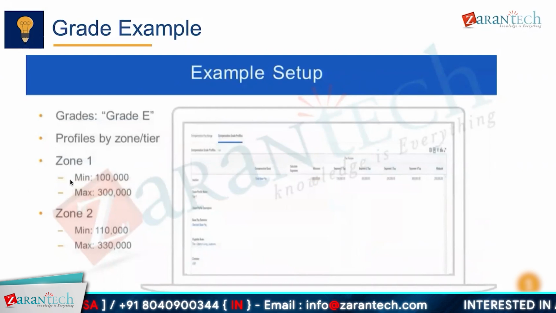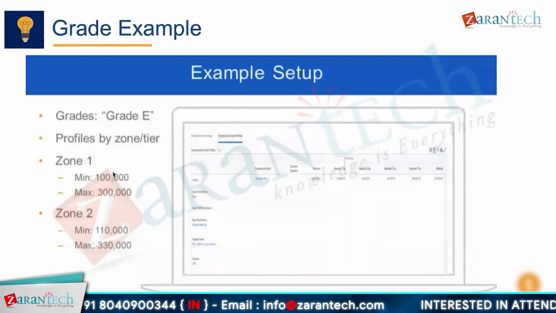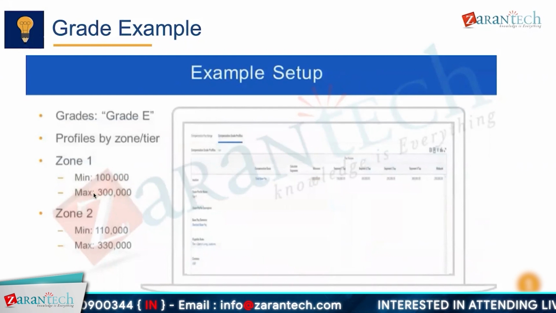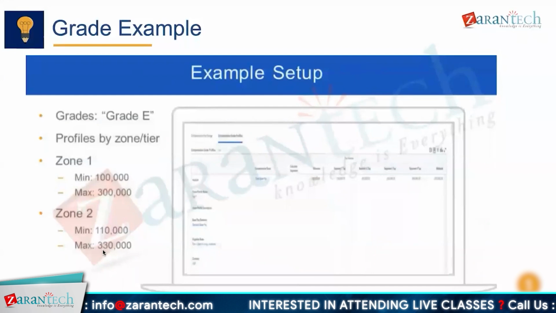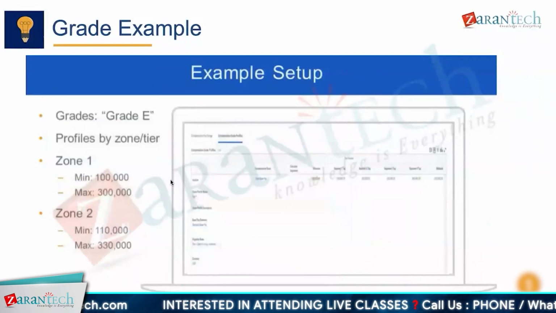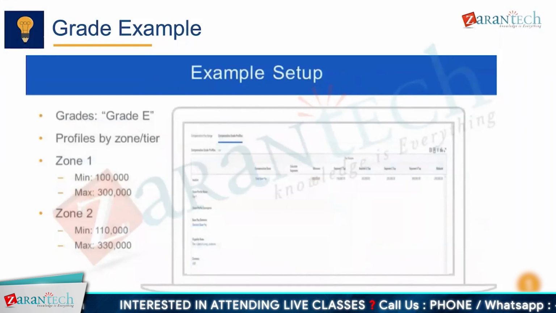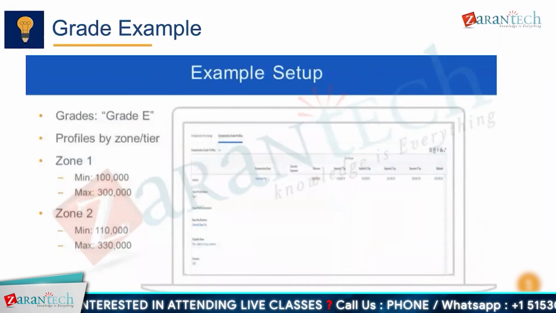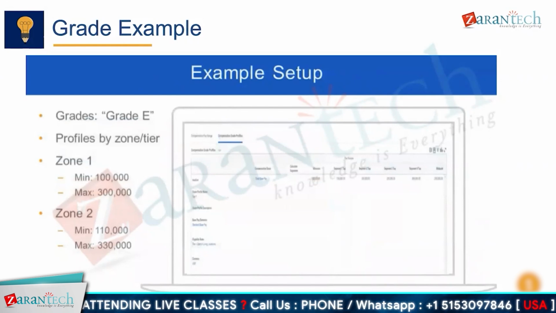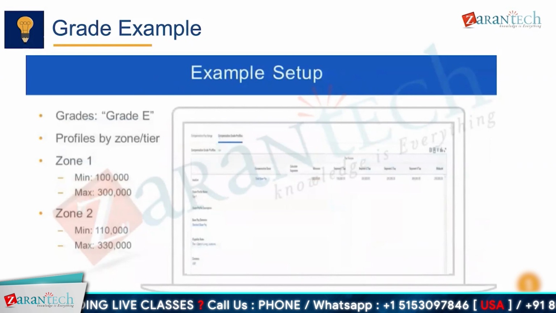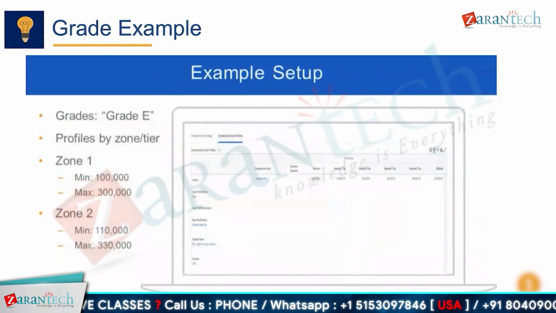So for one zone, the minimum pay is, let's say, 100,000 and the maximum is 300. For another zone, the minimum is 110 and the max is 330. Again, in this particular situation, we have defined the profiles by zones. We can maybe define them in a different manner as well. Again, the idea is that we can later run different kinds of analysis using these terms.